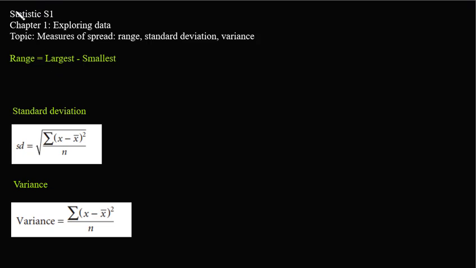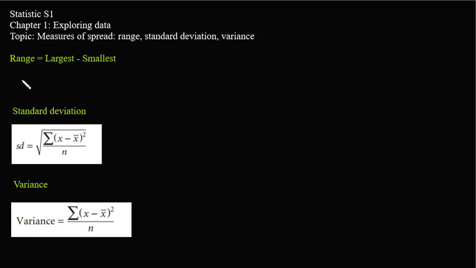So welcome back to Statistics 1, Chapter 1, Exploring Data. Topic: Measures of Spread: Range, Standard Deviation, and Variance. For the first term, range is a very easy term. Range is the difference between the largest and the smallest data of a data set.